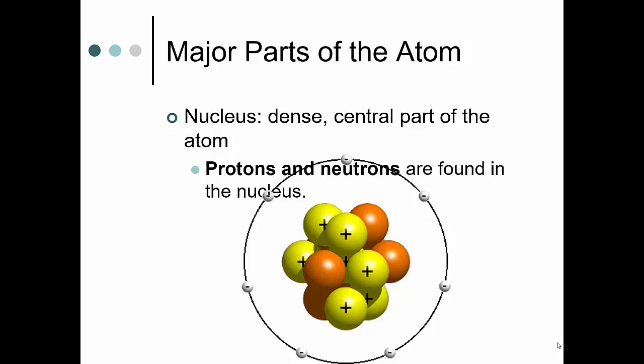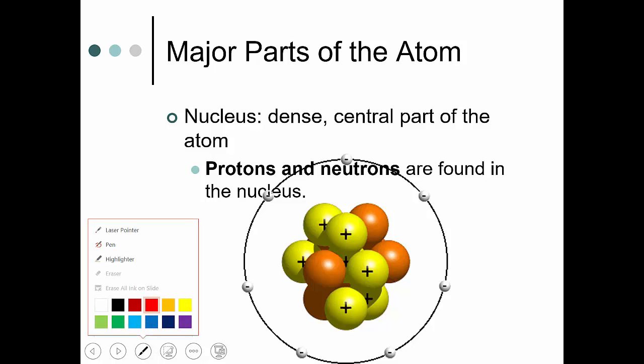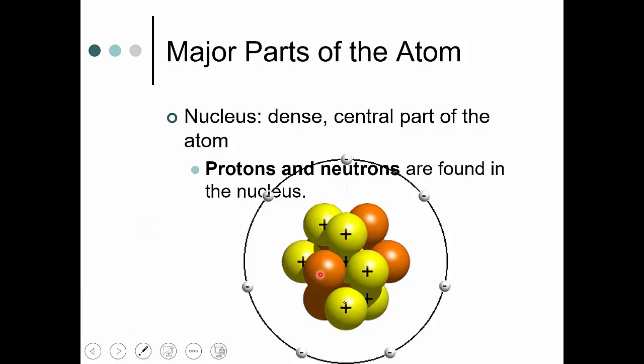The major parts of the atom, we're going to start out with this. The major two parts of the atom are the nucleus and the electron cloud. So the nucleus is the very, very, very dense part of the atom that is right smack dab in the middle. This picture here is actually a terrible picture. The nucleus here, indicated by these protons and neutrons, is actually much, much, much smaller in comparison to the atom as a whole.